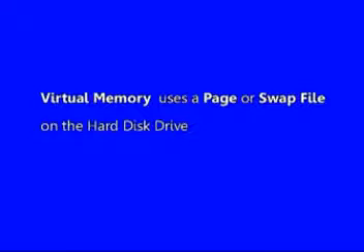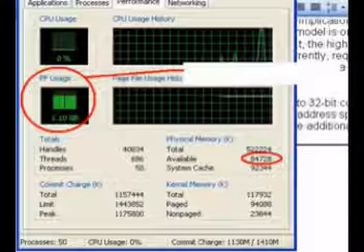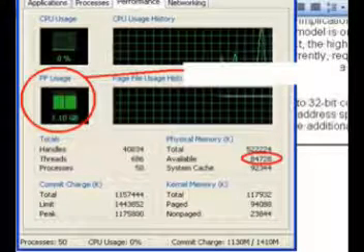When the amount of free RAM memory starts getting low, the contents of RAM memory are transferred to much slower hard disk storage in an area known as the swap or page file. The following example in Task Manager shows that the page file usage is increasing.